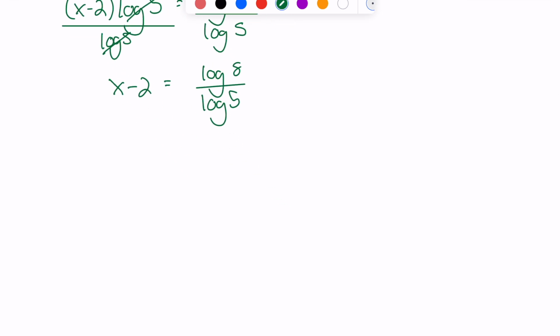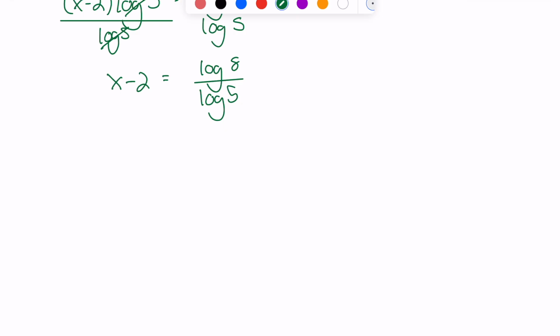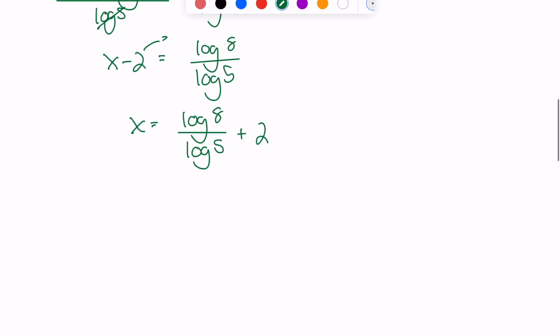All right, well, if we're doing it exactly, we're going to leave it in that form, that log 8 over log 5. And the last step would just be bringing the 2 over. So that would be x being log 8 over log 5 plus 2. So this right here is your exact answer.